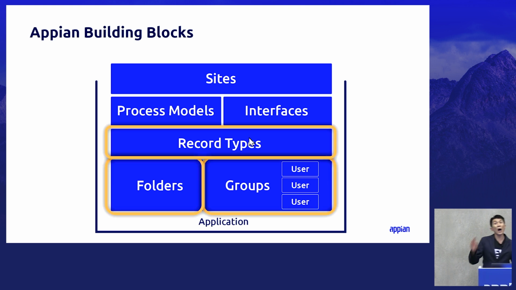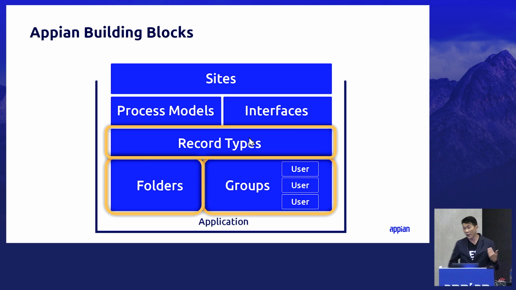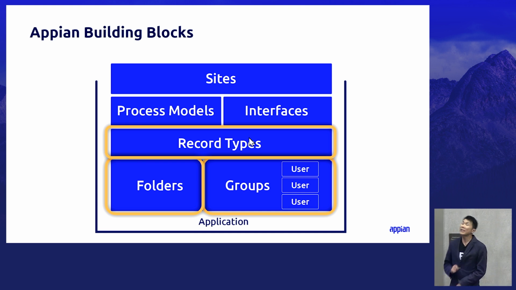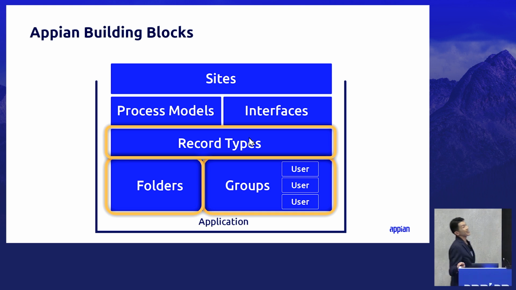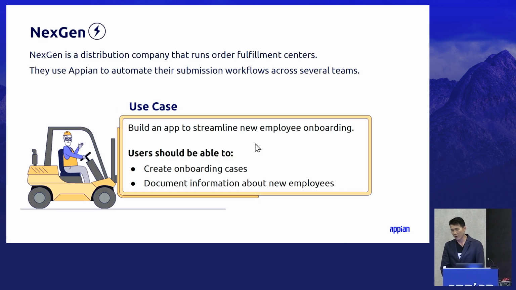This is part 1 of 2 of the workshop. In part 1, we're just going to focus on folders, groups, and record types. In part 2, we will wrap up by configuring the data and exploring other objects like process model, interface, and also the site. Excited enough, right? Good. Lots of amazing stuff for you guys today.